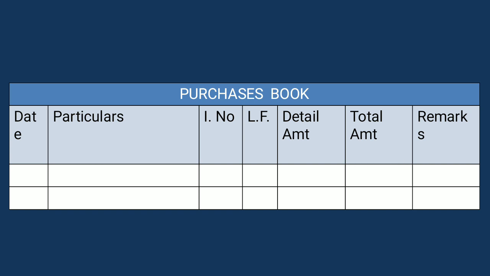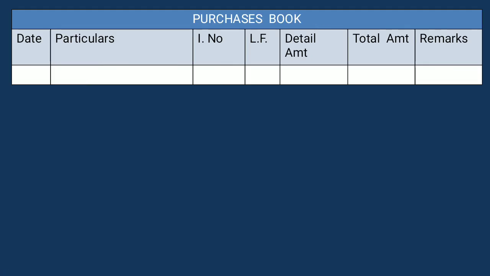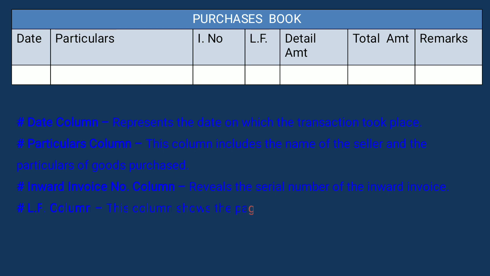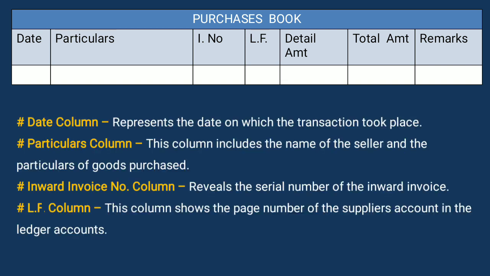So let's check what things we have to write and in which column. First we have the date column. The date represents the date on which the transaction took place. In the date column we mention the date, and second we have the particulars column. Remember, in the particulars column we mention the name of the seller. We do not use any words like 'to' or 'by'.